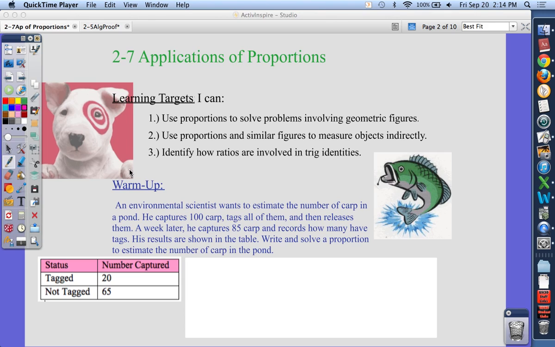Yesterday we worked with rates, ratios, and proportions. Today we want to focus more on the side of applications of proportions. Where do we use this? How are they helpful in real world types of situations?